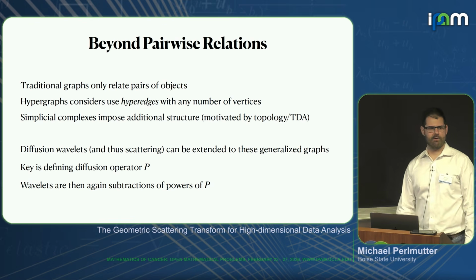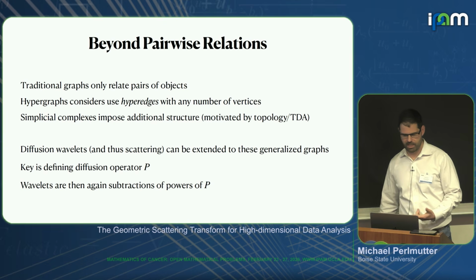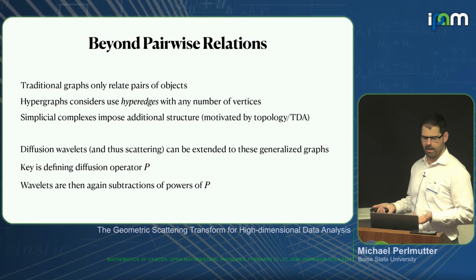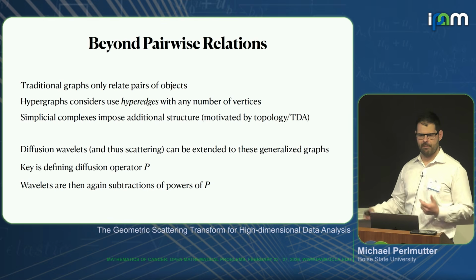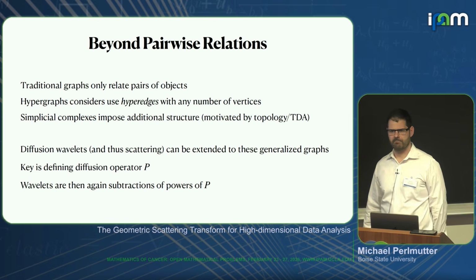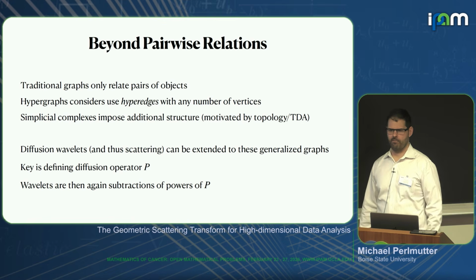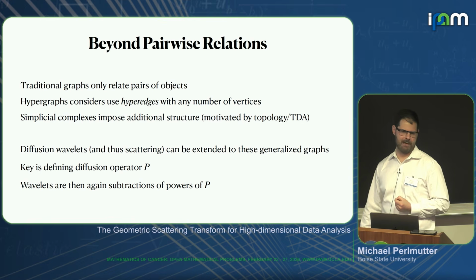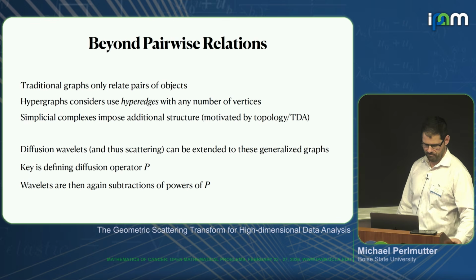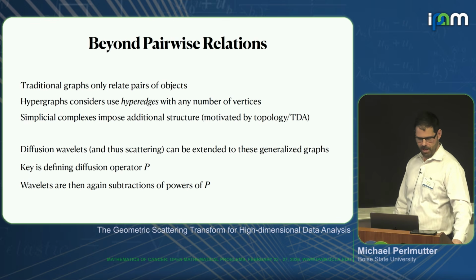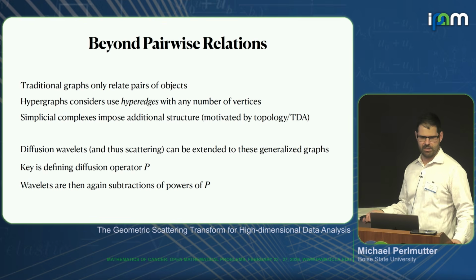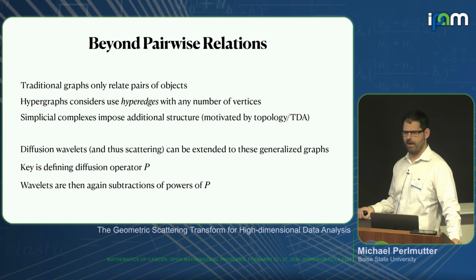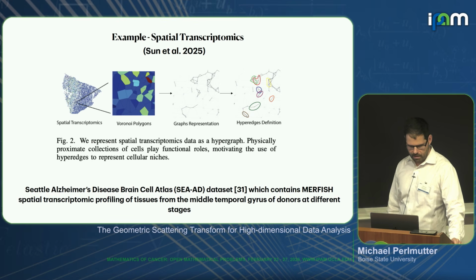You can also extend this going beyond pairwise relations to think about hypergraphs, where you've got hyperedges, and every edge could have an arbitrary number of vertices. A simple example would be co-authorship, where one paper might have 4 co-authors and another paper might have 3 or 5 or 20. You develop a generalized diffusion operator, and then most of the rest of the construction works the same way, where you look at different powers, you do subtractions, and you get a generalized wavelet basis.